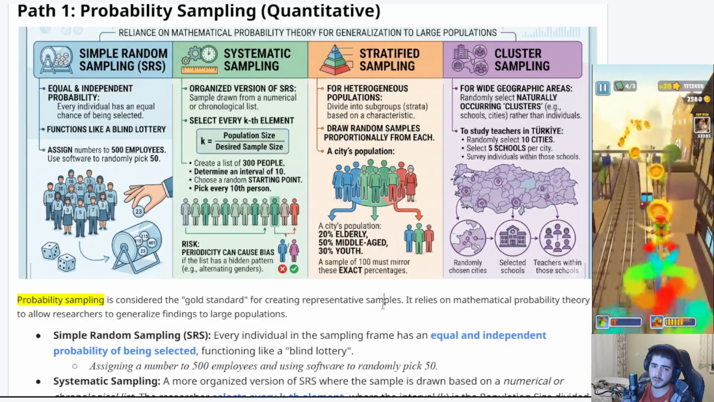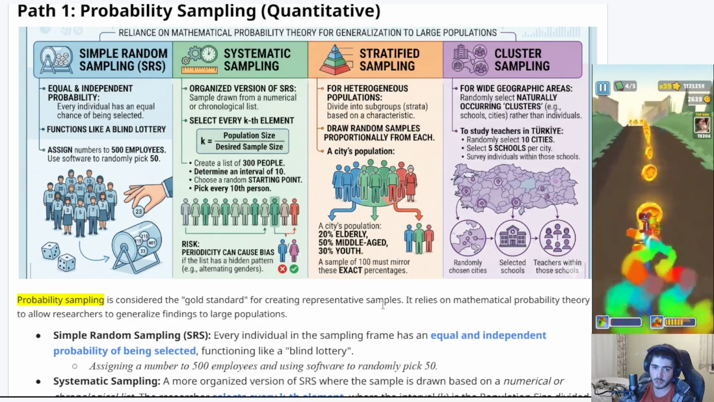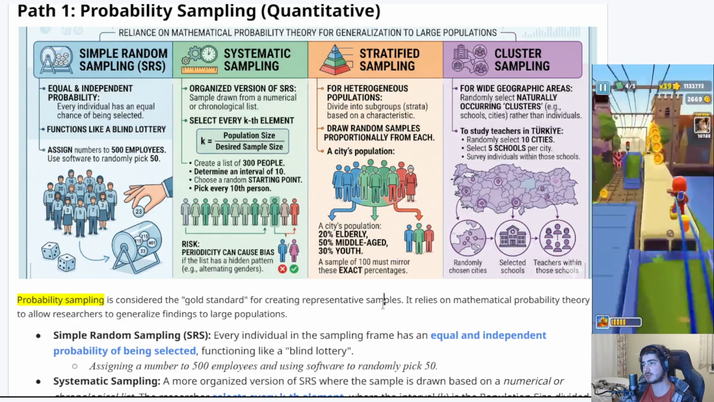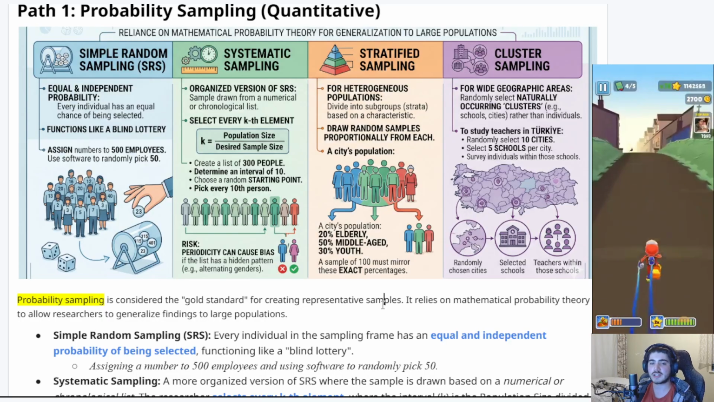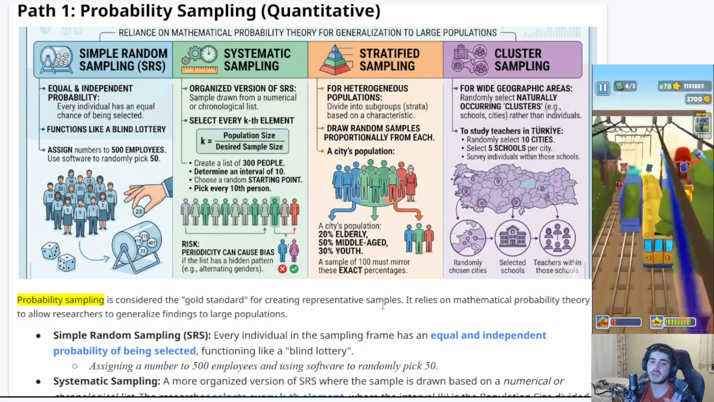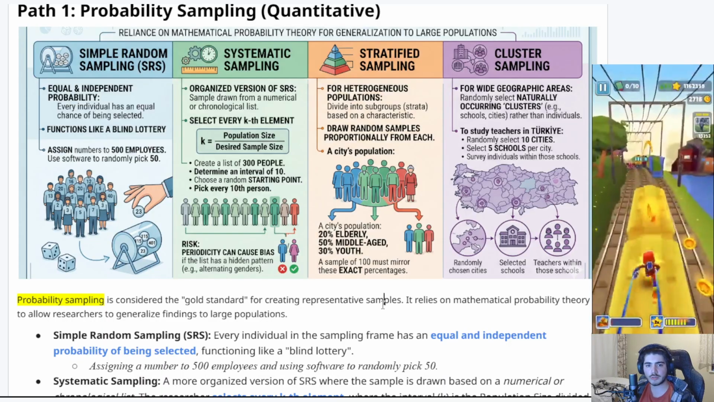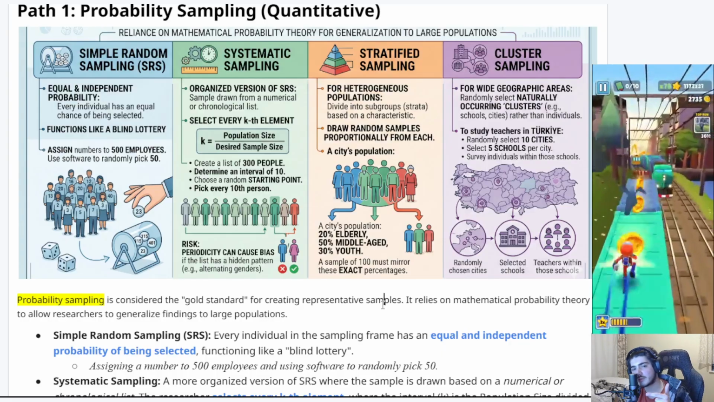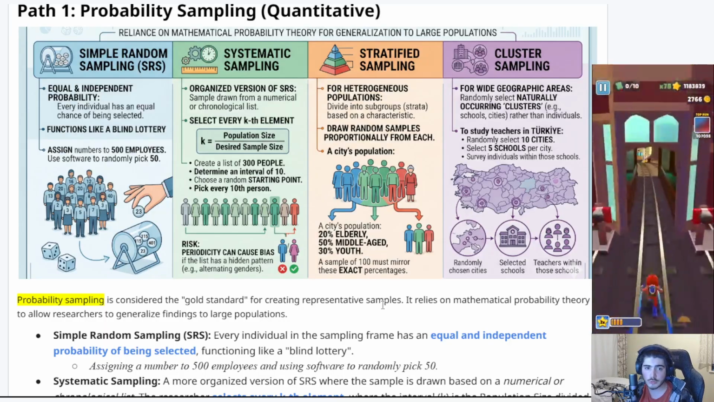Now, a similar but different one is cluster sampling. It's more commonly used for wide geographic areas, and you randomly select naturally occurring clusters like schools, cities, rather than individuals. Okay? So, for example, you want to study teachers in Turkey, you randomly select 10 cities, you select 5 schools per city, and survey individuals within those schools.